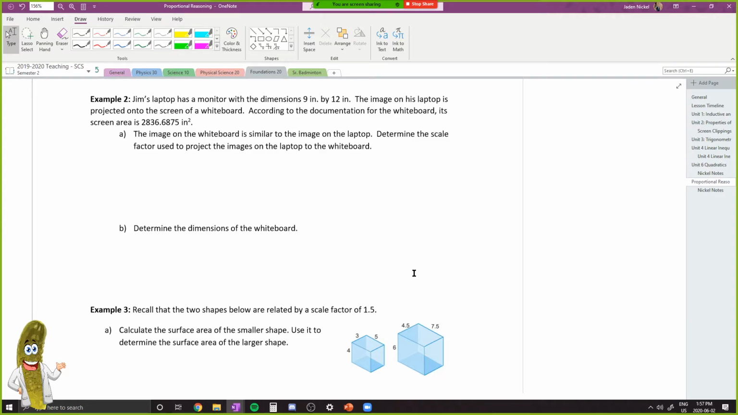So, first thing that I would want to do looking at this question is, well, let's read A first. The image on the whiteboard is similar to the image on the laptop. Great. Determine the scale factor used to project the images on the laptop to the whiteboard. So, first thing that I see when I read that is I need to figure out the surface area, which I'm just using SA as my abbreviation, of the monitor.